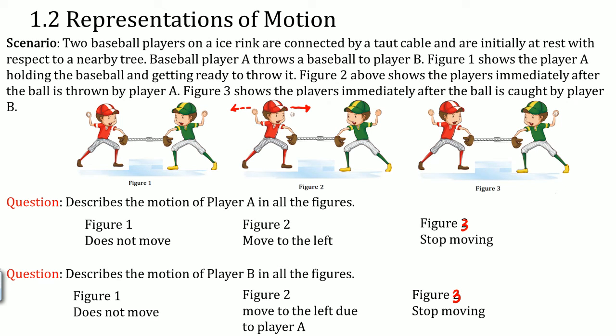This question would be completely different if originally it's the green baseball player B that's throwing it. If it was player B throwing it, the thing that would change would be figure 2. It would be moving to the right. Okay? There you go.